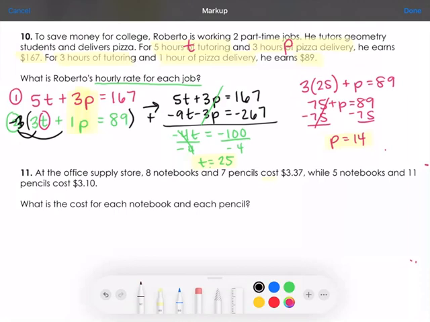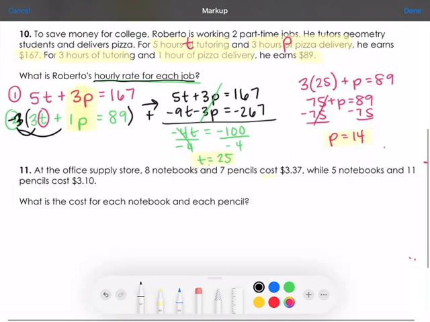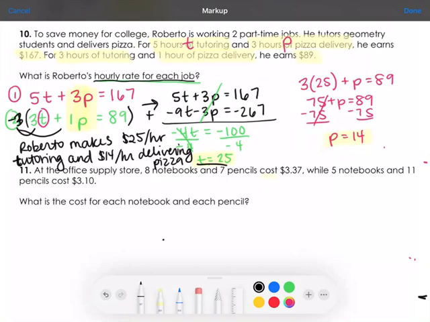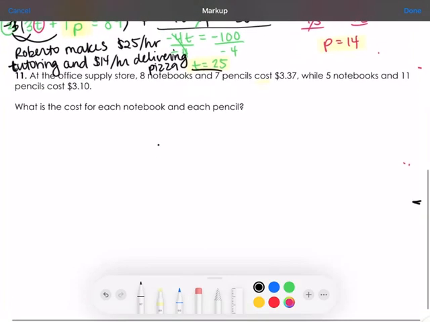So once again, it doesn't really make sense to answer this as a coordinate, but rather to answer the question. So what is his hourly rate for each job? We would say Roberto makes $25 an hour. This is for tutoring. And he makes $14 an hour delivering pizza. All right, so we're done with number 10.